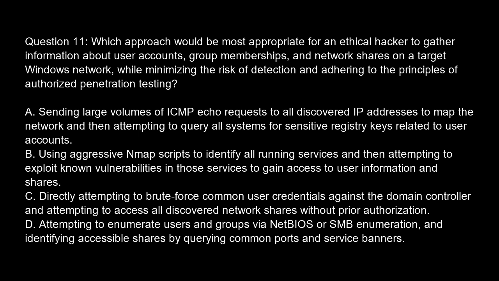Option B. Using aggressive Nmap scripts to identify all running services, and then attempting to exploit known vulnerabilities in those services to gain access to user information and shares. Option C. Directly attempting to brute force common user credentials against the domain controller and attempting to access all discovered network shares without prior authorization. Option D. Attempting to enumerate users and groups via NetBIOS or SMB enumeration, and identifying accessible shares by querying common ports and service banners.